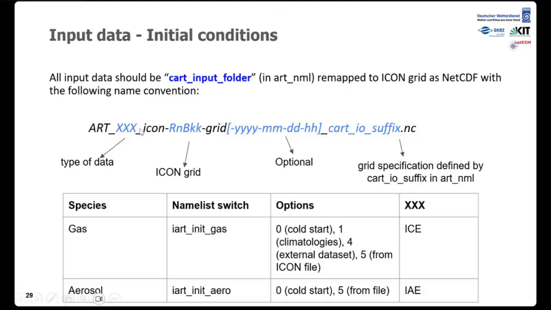And here, this XXX, that defines what type of data it is. And here I show 2 types. So if you specify ICE, it's for gases. And if you specify IAE, it's for aerosols. And if you want to use this file, you have to set the iart_init_gas switch to 5. And then it's read from that. But we also have other options for initialization, as the switch 0, which initializes everything with 0. 1, there are some defined climatologies in the code that are then used. And for 4, an external data set, for example, from CAMS can be used.